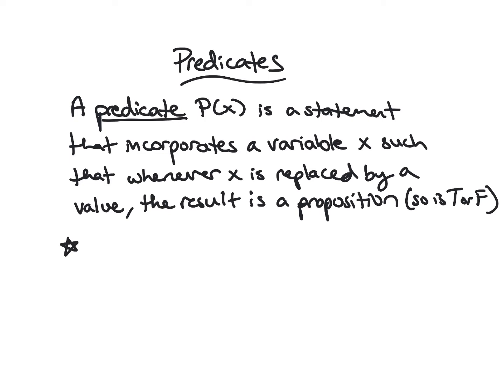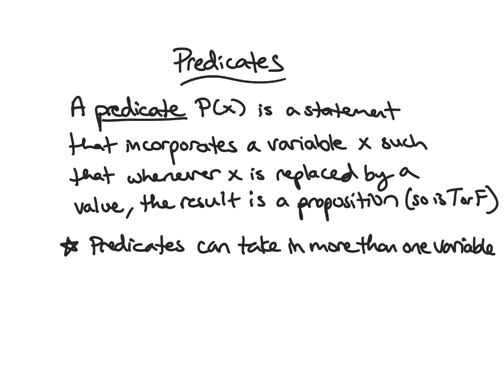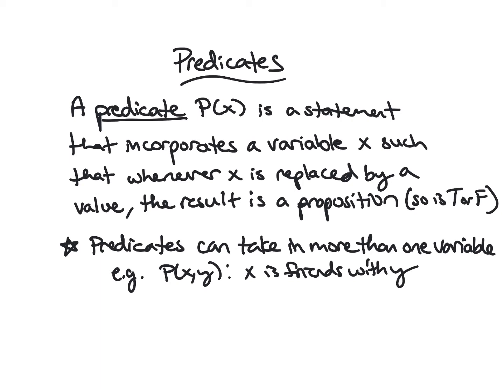So first, predicates can take in more than one variable. So just a quick example, you could have P(x, y) mean x is friends with y. Right, so that's obviously a real world example, but this would include two variables, and you can imagine going even more than that. But most of the things we'll deal with will have one variable.